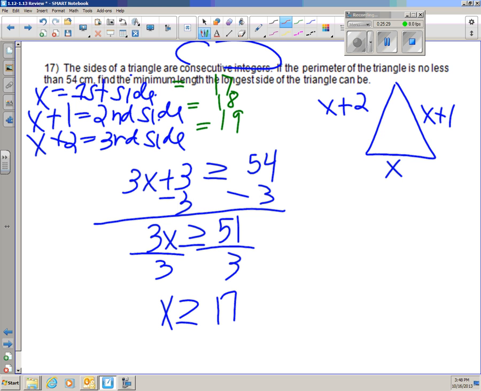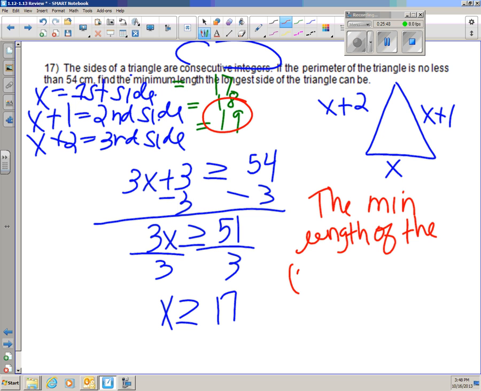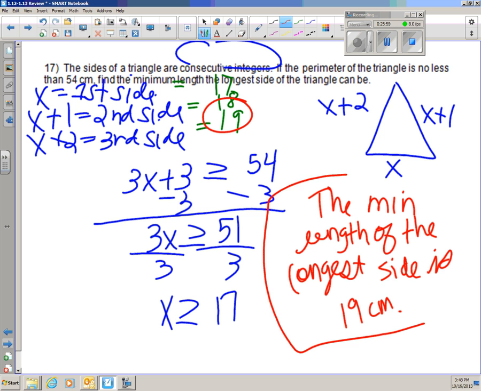I was going for consecutive odd. That's my fault. So then it says find the minimum length the longest side can be. Well, the minimum length of the longest side is going to have to be this guy right here. So the minimum length of the longest side is 19, I think there's a unit of measure, yeah, 19 centimeters.